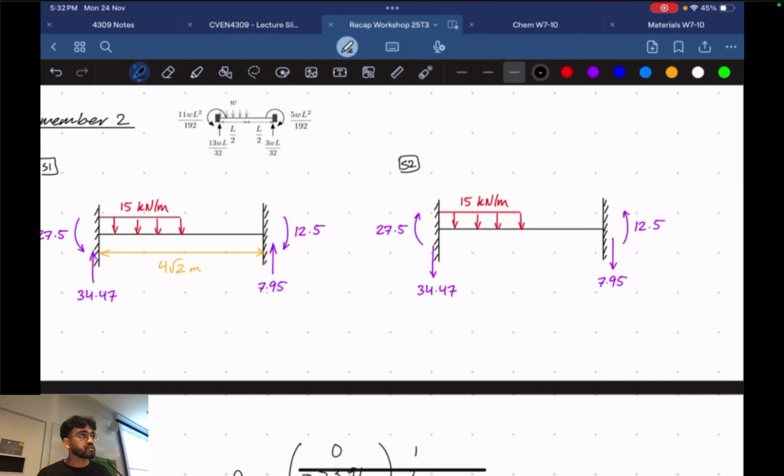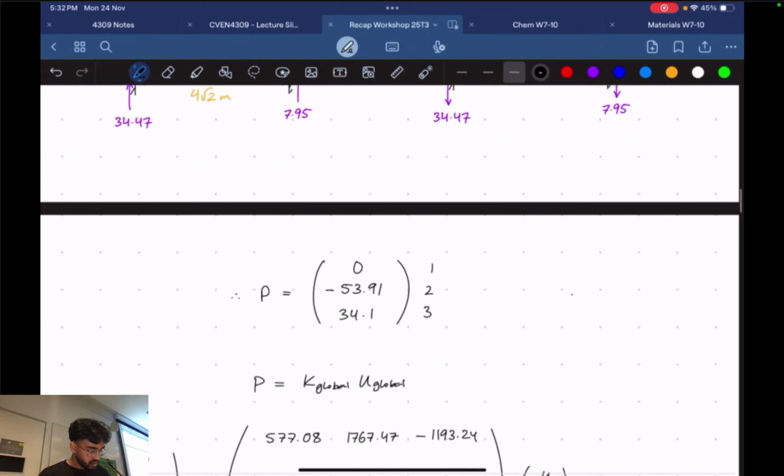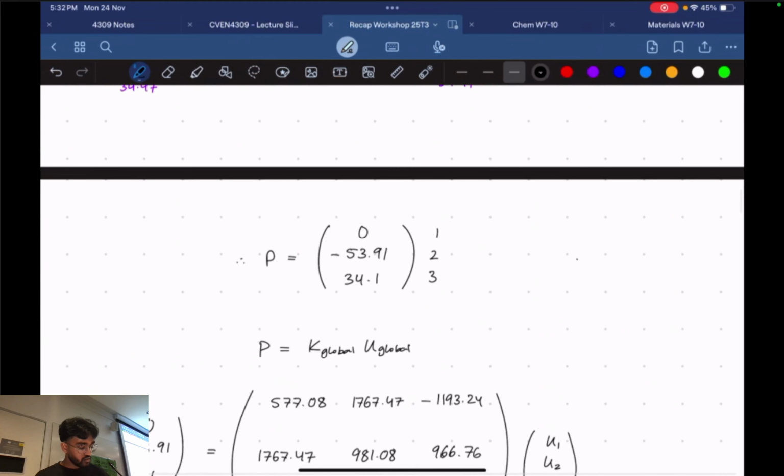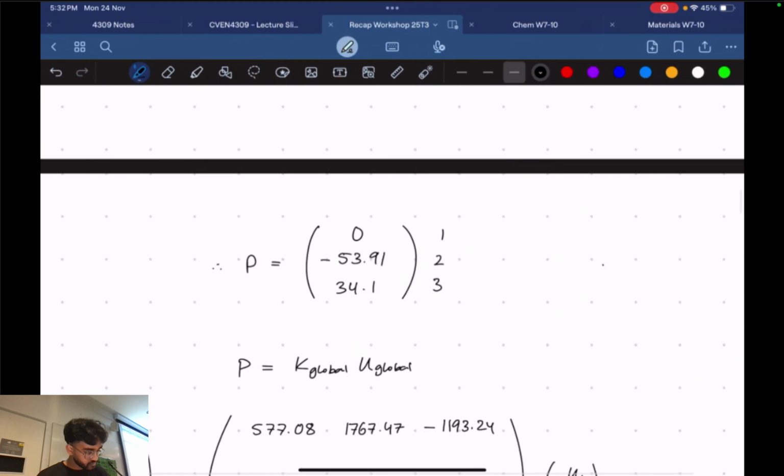I'm not going to really explain how to sub in numbers, right? You guys should be able to do that. Now my load vector. Because I've got 3 degrees of freedom, it's going to be a 3 by 1 vector.